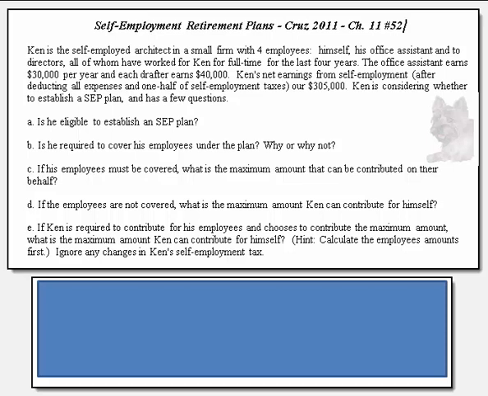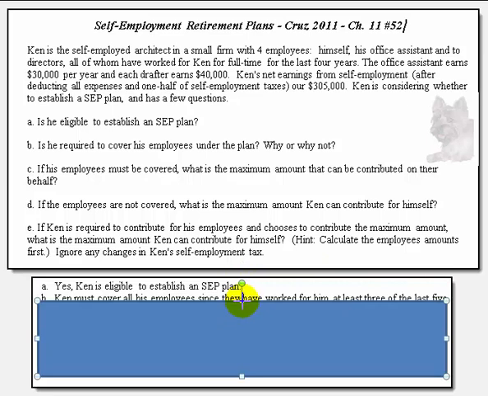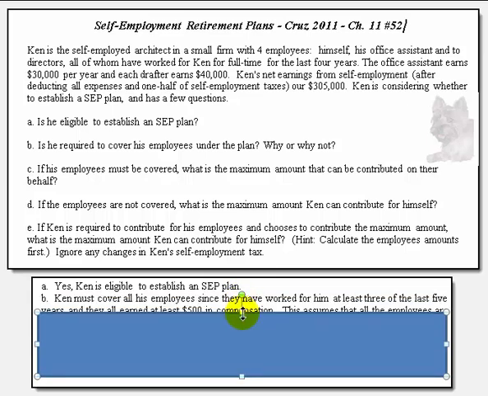A, is he eligible to establish an SEP plan? As a self-employed individual, he is. So we see the answer there. B, is he required to cover the employees under the plan? Why or why not? Let's slide on down.